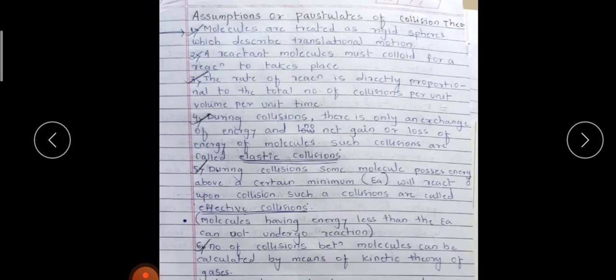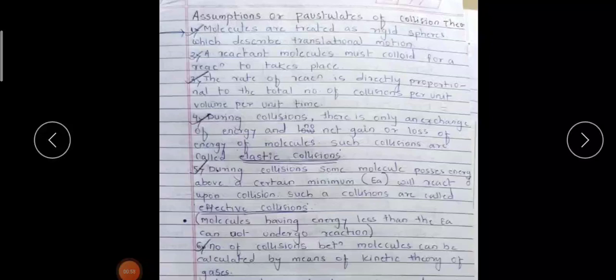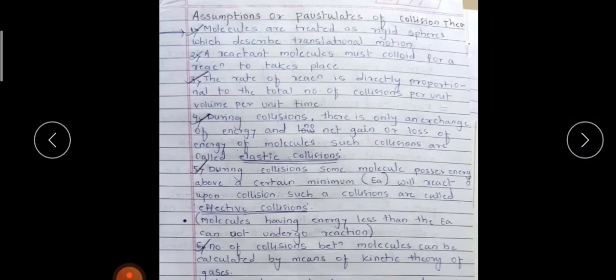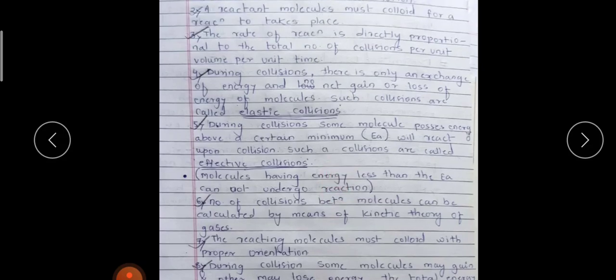Already we have studied it in the SY. Molecules are treated as rigid spheres which describe the translational motion. Reactant molecules must collide for the reaction to take place. The rate of reaction is directly proportional to the total number of collisions per unit volume per unit time. These postulates are important because when you know these postulates, then and only then can you understand the collision theory properly, and it may come for MCQ purposes. That's why I have given this.